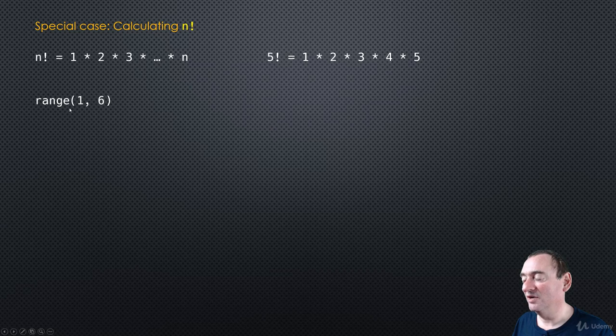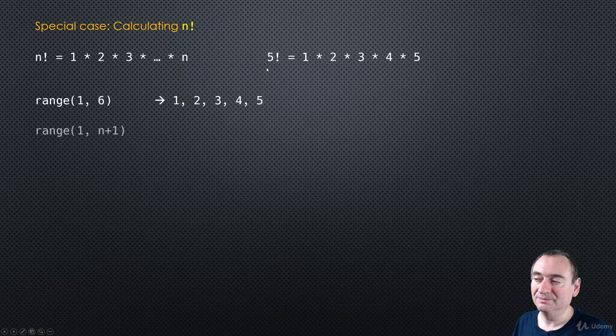So if we look at this range function, and if we look at the range starting at 1 and ending but not including 6, that will generate basically an iterable containing 1, 2, 3, 4, 5, right? It's going to generate the sequence of numbers 1, 2, 3, 4, and 5. If we can then multiply all these numbers together, we've just calculated 5 factorial.